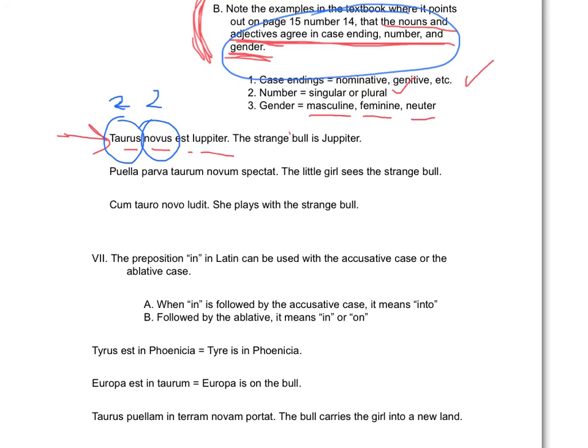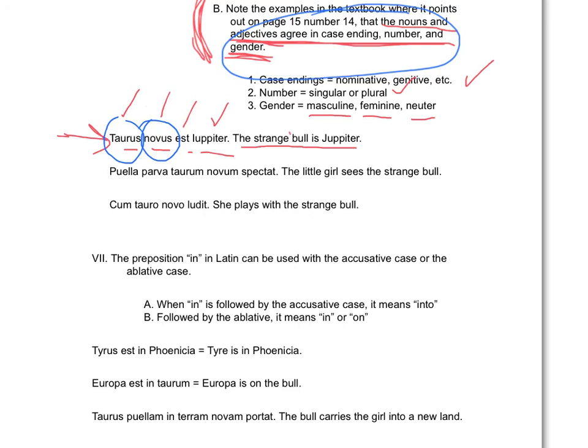They do not have to be from the same declensional category. They can be, but they don't have to be. In this case, they're both second declension nouns and second declension adjectives. So it says, the bull strange is Jupiter. Reading from left to right, which you cannot really do in Latin or it sounds awkward: bull strange is Jupiter. A natural English sentence would say, the strange bull is Jupiter.